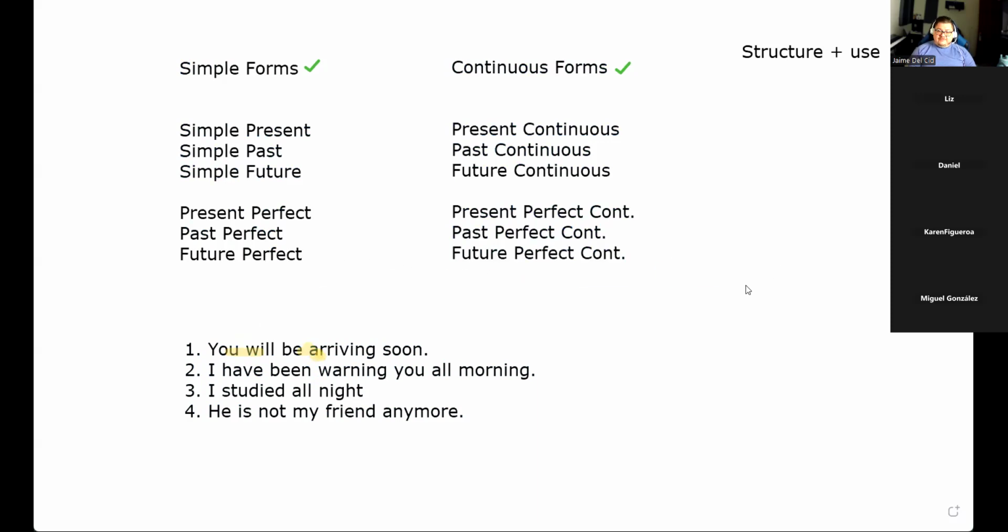I have been warning you all morning. It's a continuous form. In this case, the verb has ing. And what is the exact tense? So it's in the continuous area, but what's the tense? Hmm, I'm doubting. What's the one that you think it is?